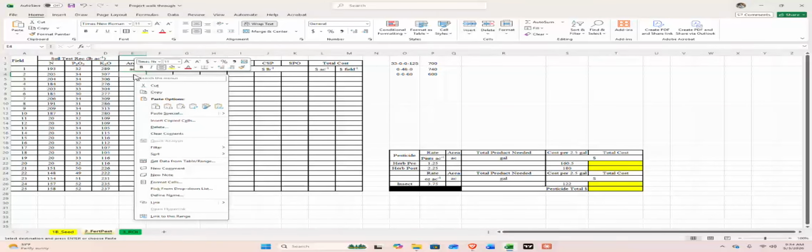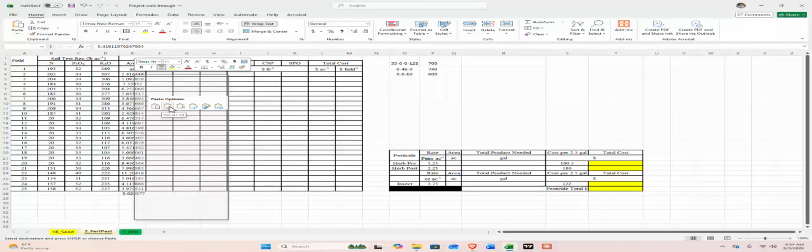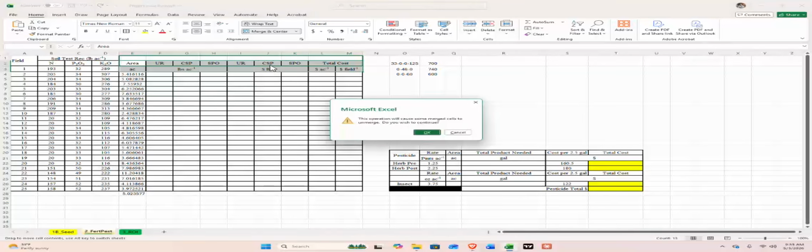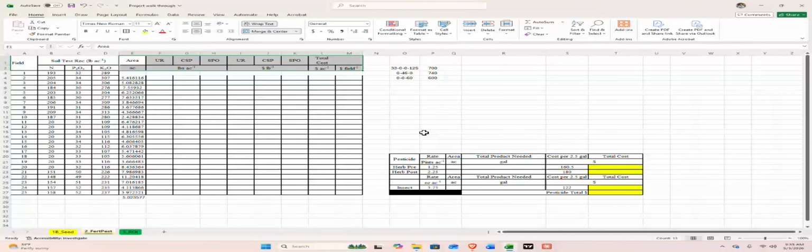And let's just paste this as a value. This is important because if you change something here, it's referencing that other cell value that you got. So here we just want the number of acres. I need to move all of this up.